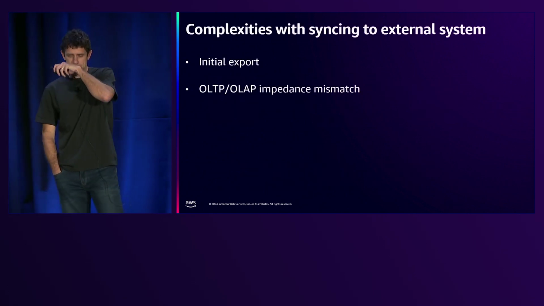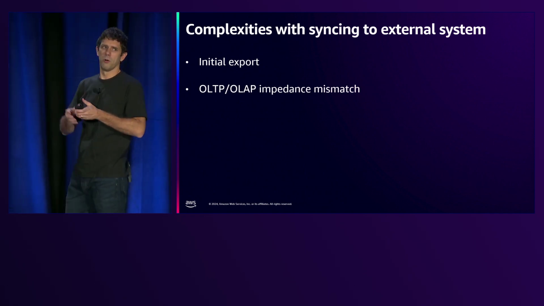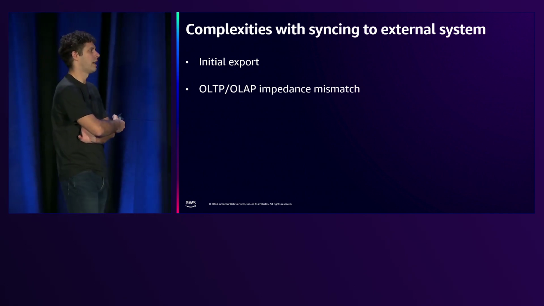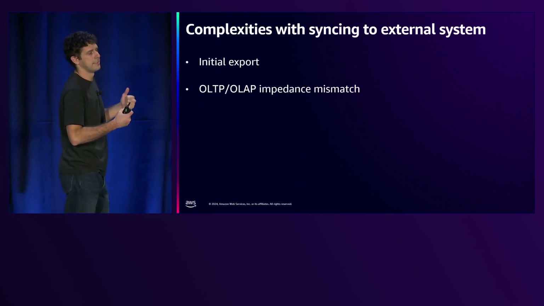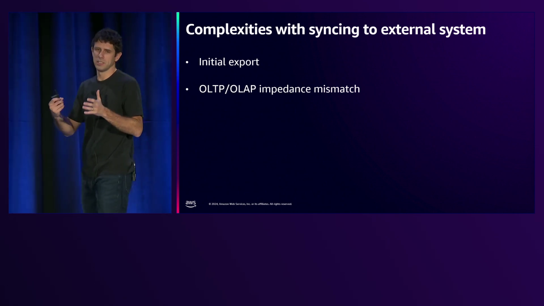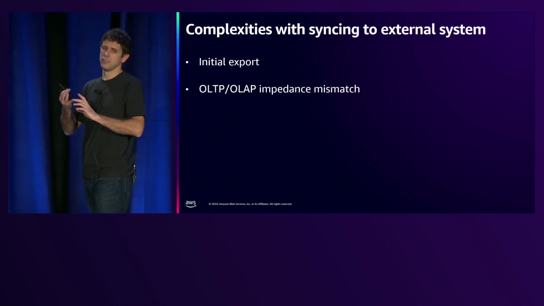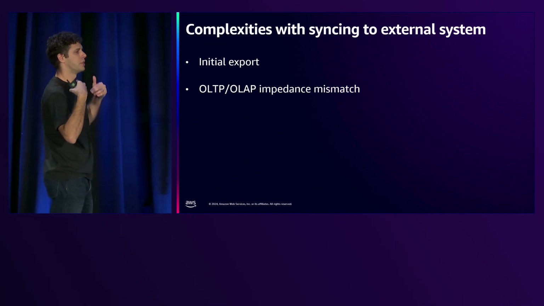But even with that, there are still complexities in maintaining that stream, like the OLTP-OLAP impedance mismatch. OLTP wants to do a ton of tiny little writes, like updates and deletes, whereas your OLAP-type systems, especially if you're looking at something like Snowflake or Redshift, want big batch ingestions. We don't want to do updates.